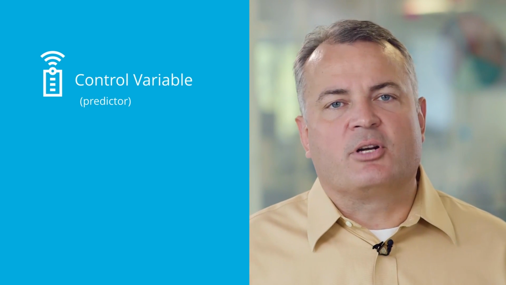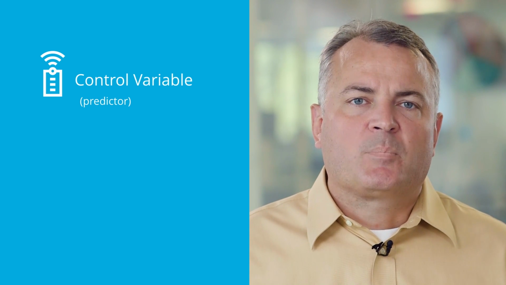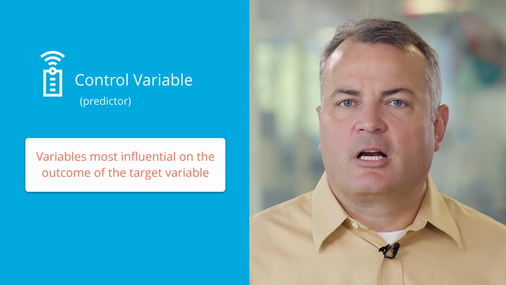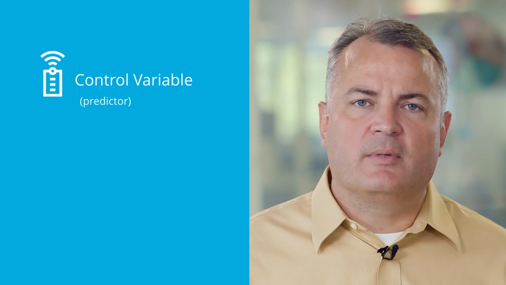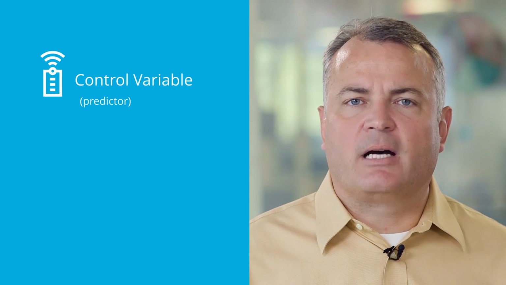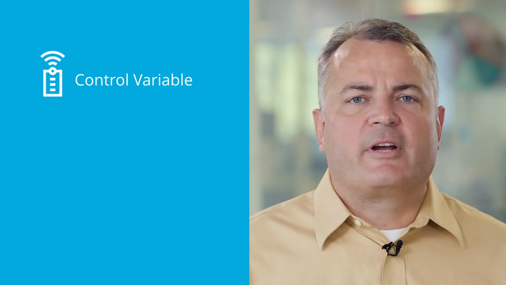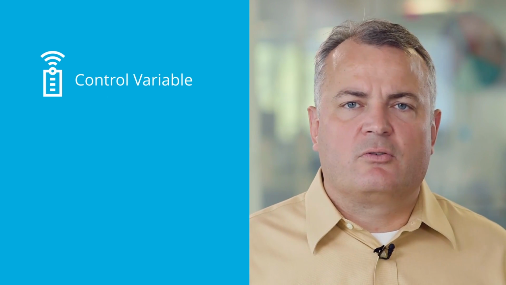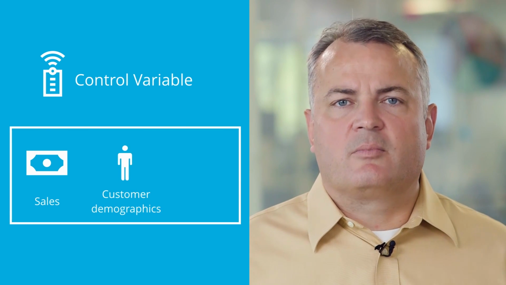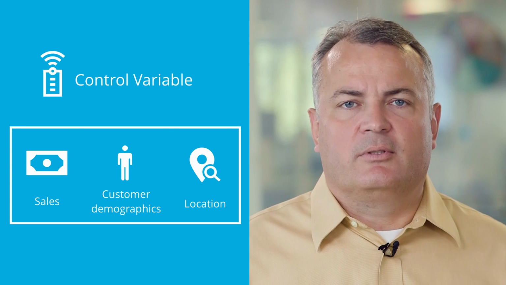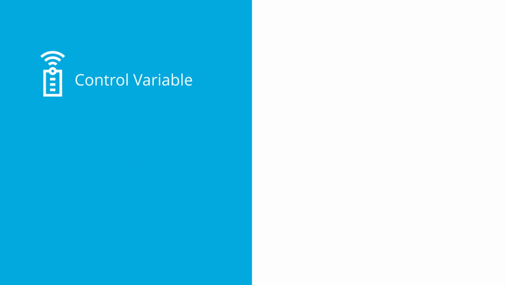The other variables or data that we have about the units are called control variables. These are analogous to predictor variables in modeling. They are the variables that are most influential on the outcome of the target variable. In our experiment, there could be other information about the stores that are available to us as an analyst. The other variables or data that we have about each store, such as sales, customers, demographics, or location, would be known as control variables.